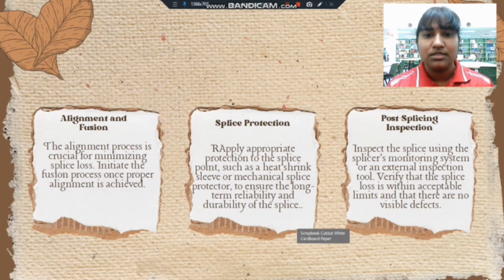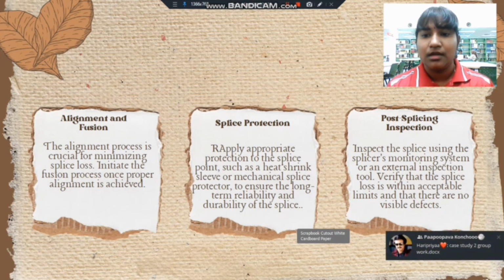And the fifth one is splice protection. Apply appropriate protection to the splice point, such as a heat shrink sleeve or mechanical splice protector, to ensure the long-term reliability and durability of the splice. And the last one is post splicing inspection. Inspect the splice using the splicer's monitoring system or an external inspection tool. Verify that the splice loss is within acceptable limits and that there are no visible defects.